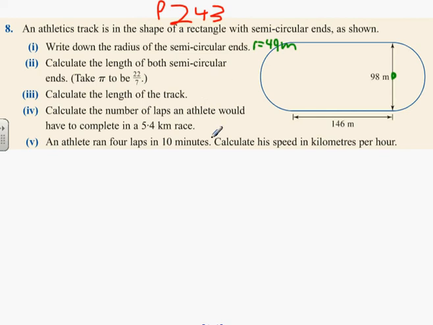Now, calculate the length of both semicircular ends. Can anybody tell me what angle is in here? It's 180. Okay, there's a formula in your notes to get the length of the semicircular end. It's theta over 360, multiplied by 2 pi r. So it's the length of an arc.